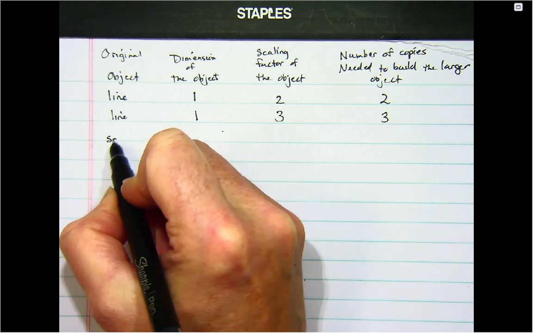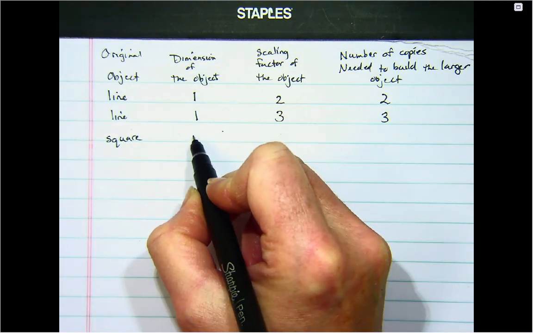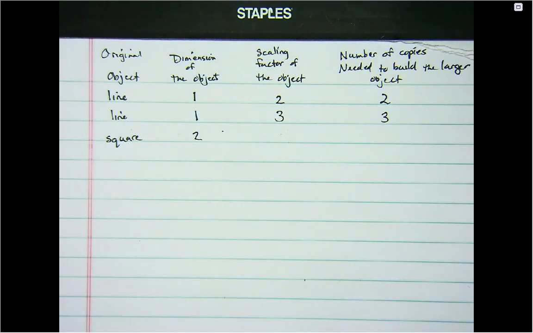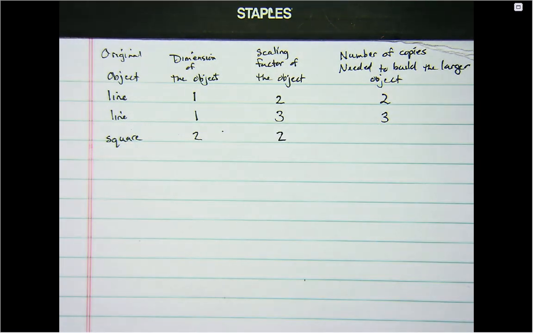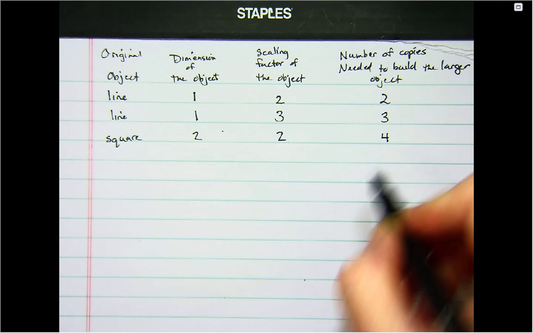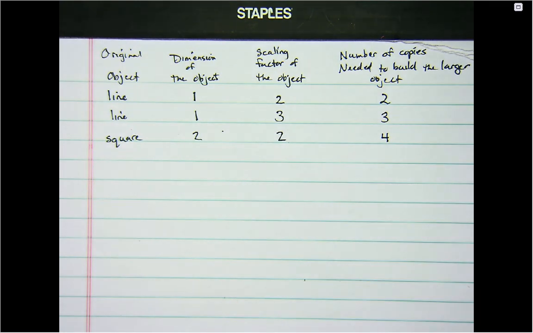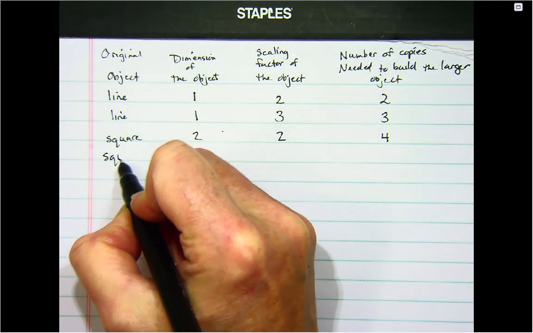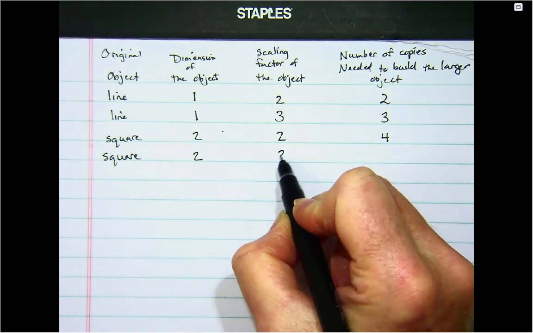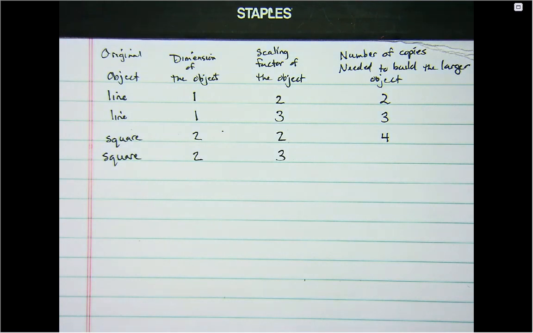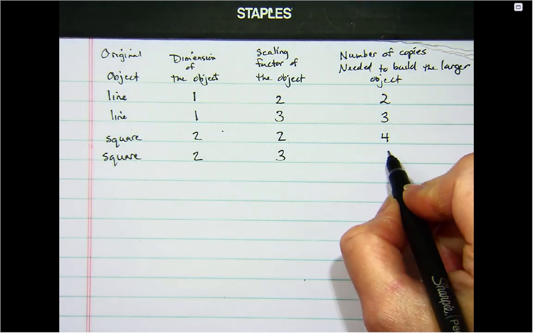Then we'll take a square. So that's 2 dimensions. And we made it twice as big. When we made the square twice as big, it took 4 copies of the original square. Then we did that again with a square. So the square is 2 dimensions. This time we made the square 3 times as large, and it took 9 copies.